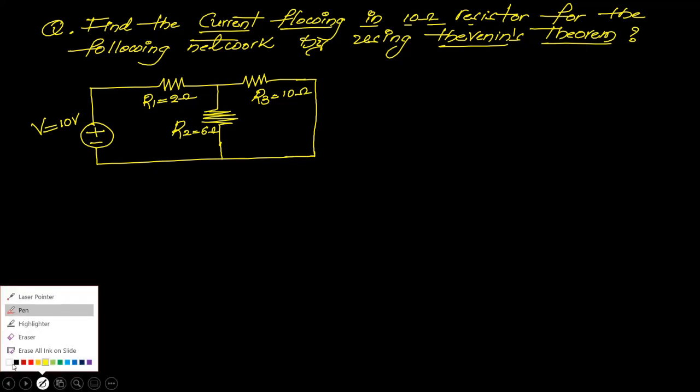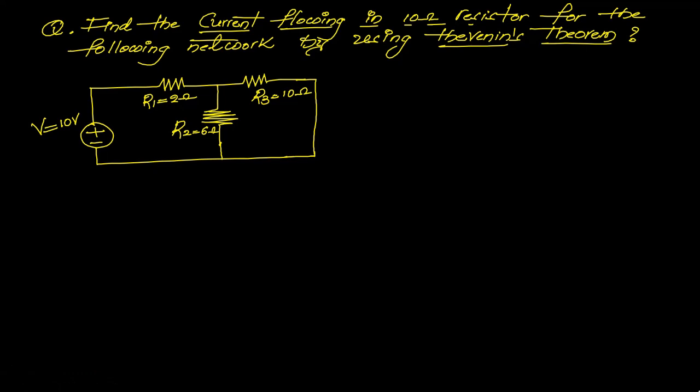Just see in this problem, what is the question actually? The current flowing in the 10 ohm resistor. The 10 ohm resistor means this one only. This particular resistance is a 10 ohm resistance. Now what is the first step in Thevenin's theorem? So this is the first procedure.